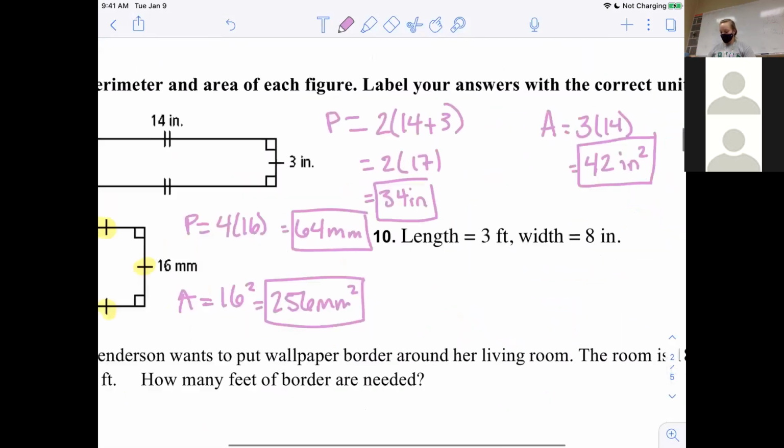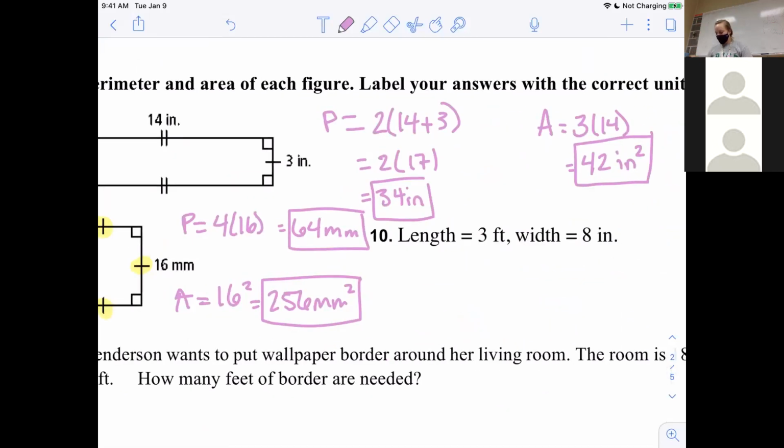Awesome. The next one, it says length equals 3 feet and width equals 8 inches. Ooh, feet and inches, what? Can I just do 3 times 8 and call it a day? Maggie, what do I need to do?